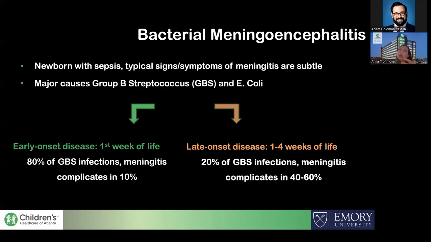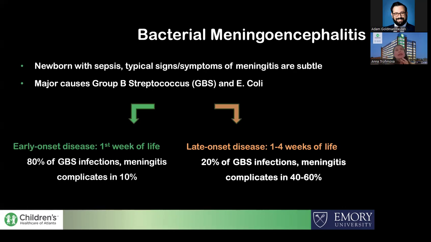One of them is going to be early onset disease, which presents during the first week of life. And in this group, it's primarily 80% of GBS infections that are going to present during this first week of life, an early period. Even though we have the majority of the infections happening during this period, meningitis complicates not a very large percentage of cases and is seen in approximately 10%.